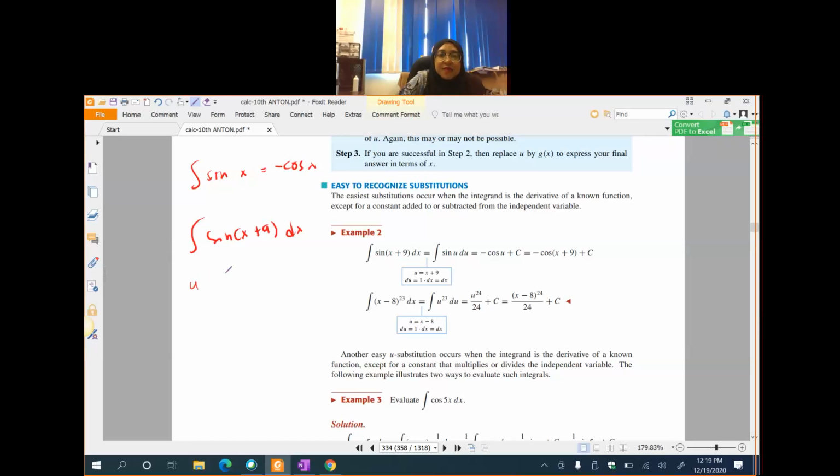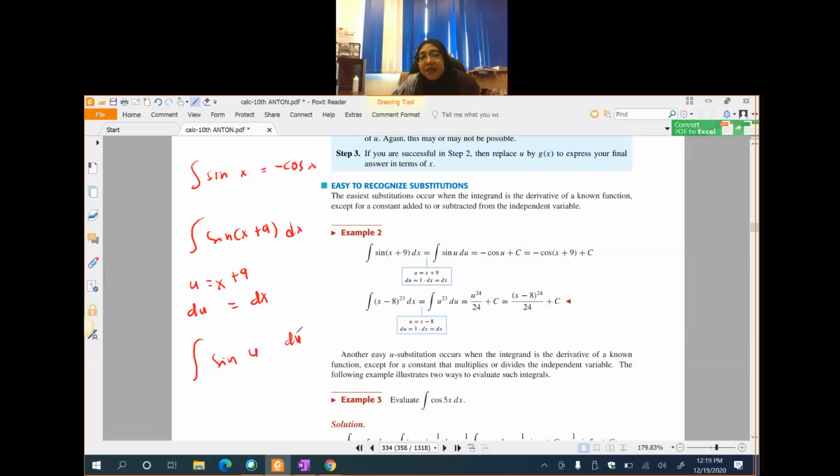So the u is taken to be x plus 9. Okay, so you differentiate u with respect to x, you get du equal to dx. So x as the subject is equal to du. Okay, and then you replace everything here, which is originally in terms of x. You want to change it so that it only involves u instead of x. Okay, so this one will be sine u, and then the dx here will stay as du.